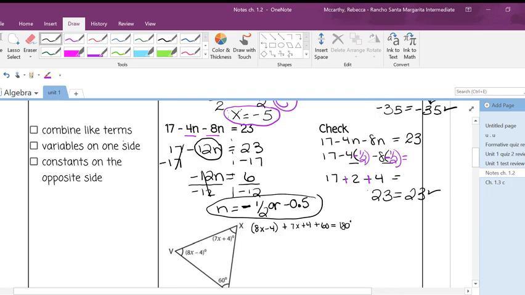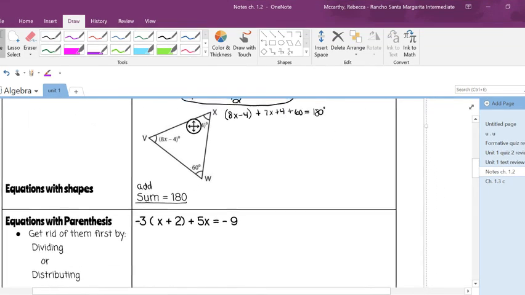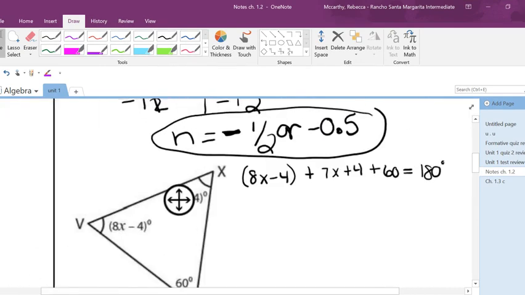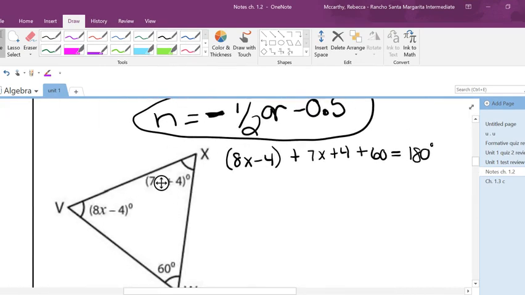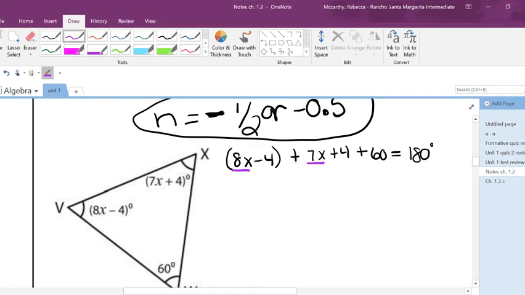Okay, so now according to my list, when I'm solving equations, the first thing I should consider is combining like terms and then move the variables to one side. Well, they are all on one side, so that's not much of an issue. So I'm going to combine my like terms. I see an x here, an x there, and that is it. There's nothing to distribute. 8x plus 7x gives me a 15x.